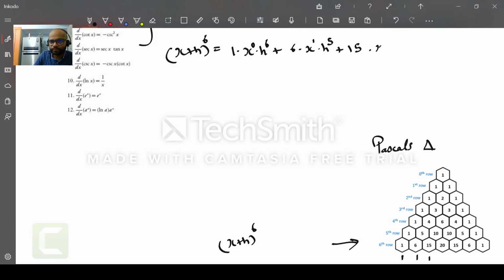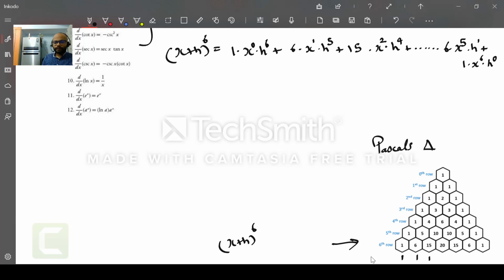15 into x to the power of 2, h to the power of 4. So this will keep going. Let us jump to the second last term. 6 into x to the power of 5 into h to the power of 1 plus 1 into x to the power of 6 into h to the power 0.